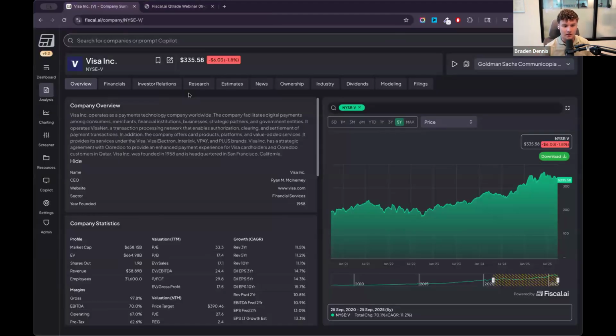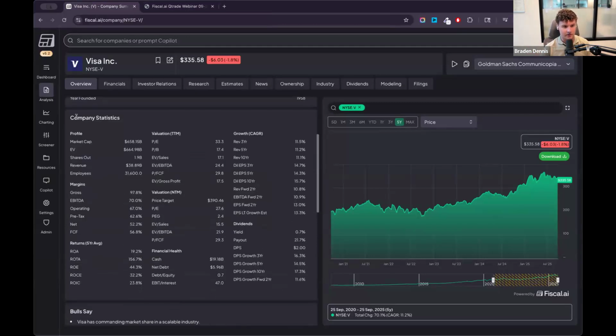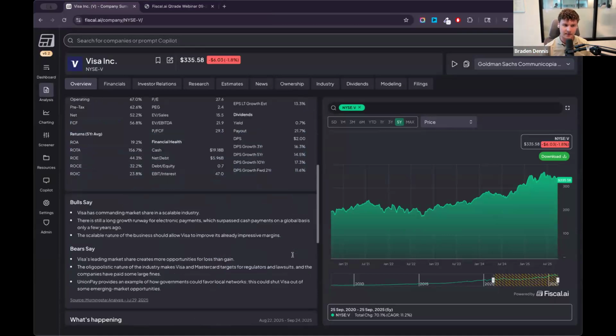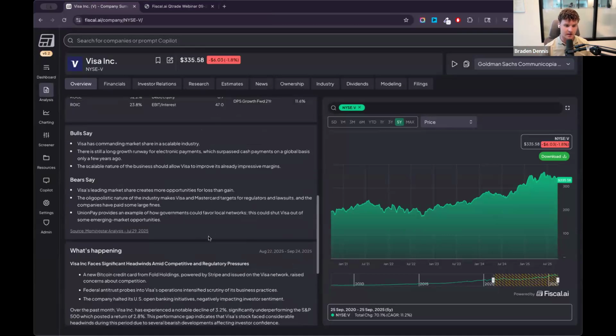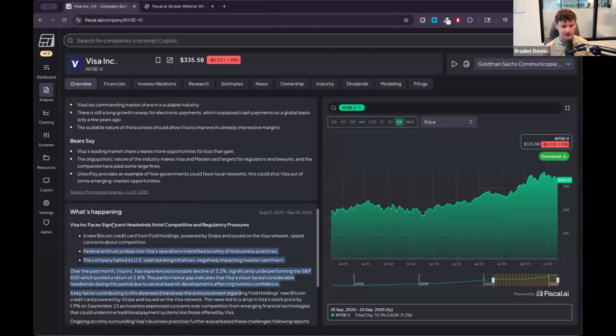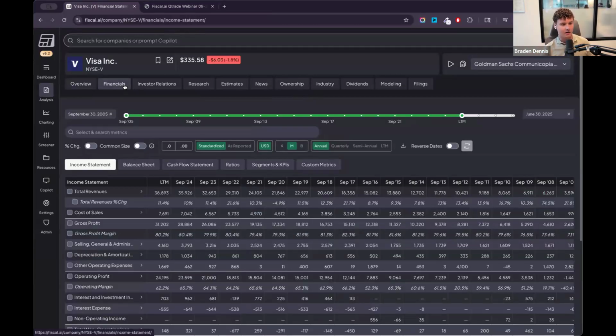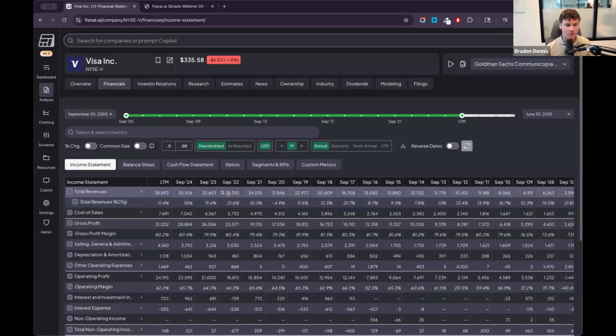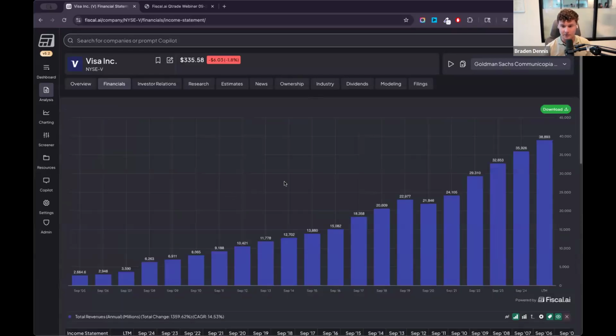Let's look at some growth numbers. There are company statistics here where you can get a good understanding of what's happening, with a bull case and a bear case for each company. But let's look at growth rates. Right now I want to know how the company has grown its top line. We have 20 years of revenue growth here, and you can see the post-2020 bump in cashless transactions.